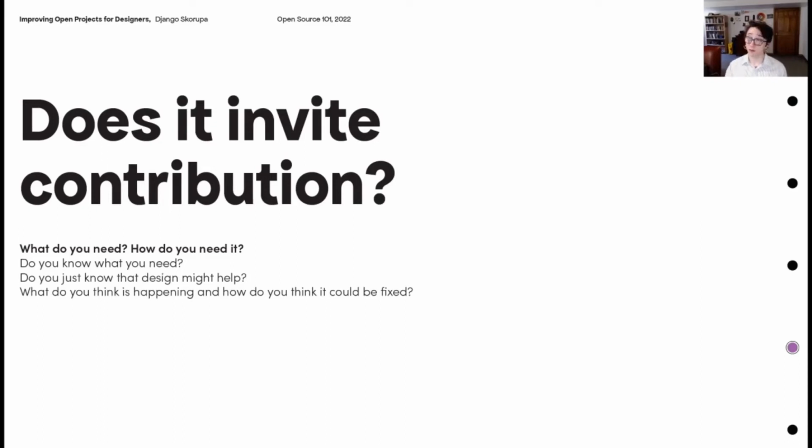So when you're explaining all of that, when you're explaining how much you know, why you know it, also explain what you need and how you need it. Do you know what sort of specific step in the design process you need assistance with? Or do you know that just design might help? What do you think is happening on your project currently, and how do you think it could be fixed? This is the same thing as driving a car to a mechanic's shop and saying, fix it, versus saying, hey, when I turn to the left between 30 and 35 miles an hour, there's a vibration that I can feel from the right side of the car.